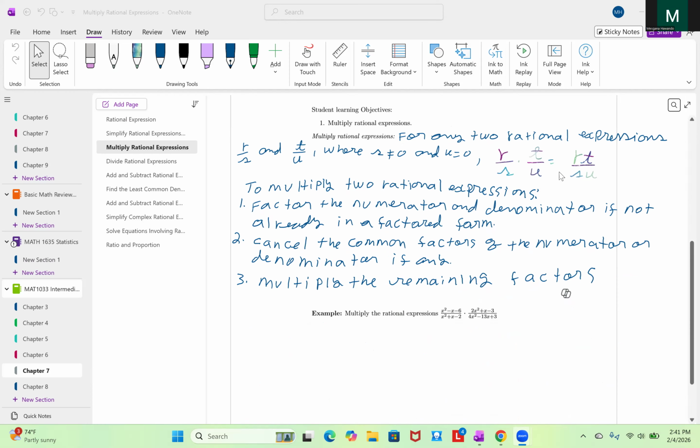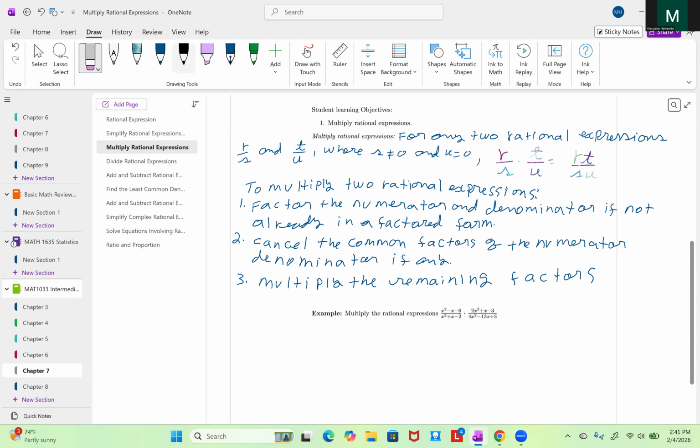To multiply two rational expressions: One, factor the numerator and the denominator if not already in a factored form. Two, cancel the common factors of the numerator and the denominator, if any. Three, multiply the remaining factors.